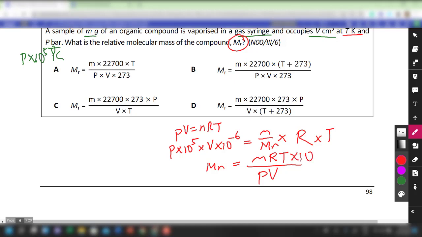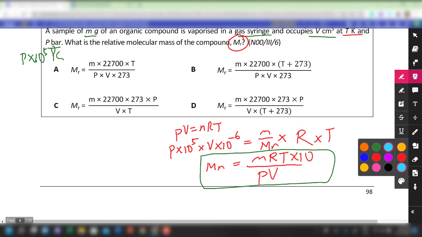When you compare the answer we have derived with any of the answers given in A, B, C, D, you'll notice that none of the answers has R. Some of the information is missing as well. One thing that's peculiar about all the answers is that you have something like 22,700 in all your answers, and then you have 273 in all your answers. So that's kind of weird, right?